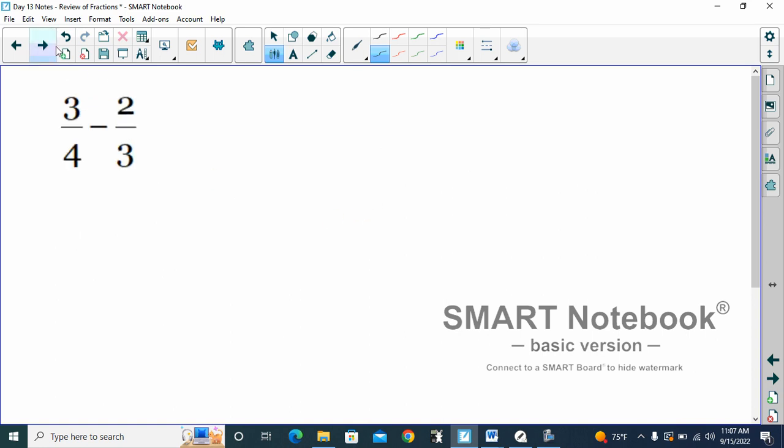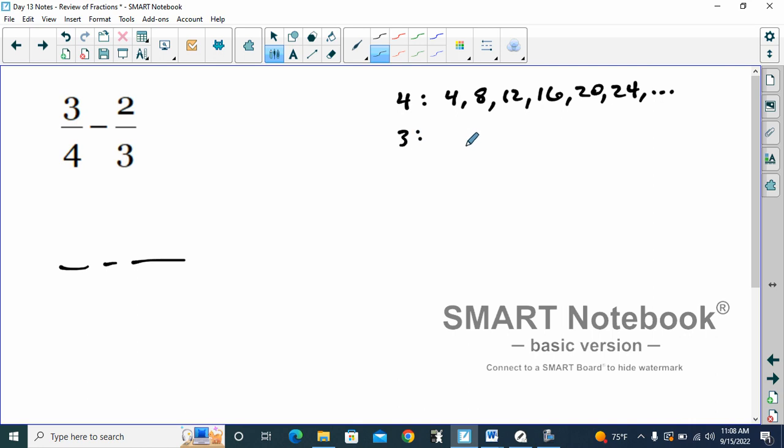Number 2 says 3/4 minus 2/3. Again, we have no mixed numbers, so we don't need to change to improper fractions. We need a common denominator between 3 and 4. Again, I'm going to list out the multiples, but you might be able to figure it out without doing it. 4 plus 4 is 8, plus 4 is 12, plus 4 is 16, plus 4 is 20, plus 4 is 24.